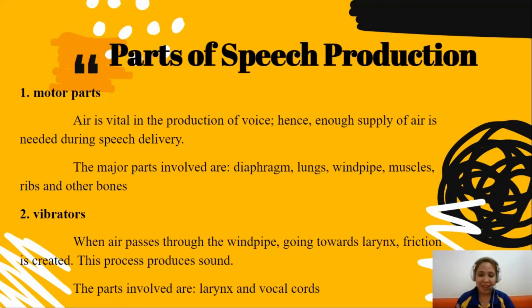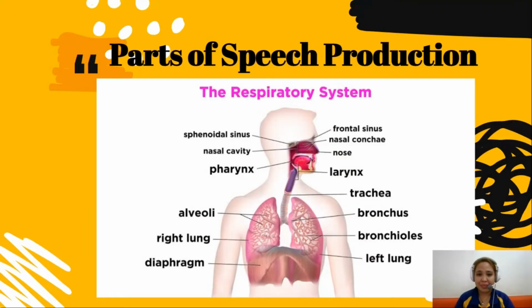Since we already have air in our body, we're going to need the sound producing parts, and they are called vibrators. So when air passes through the windpipe or the trachea, it goes towards our larynx and a friction is created. So this process produces sound. Therefore, vibrators include larynx and vocal cords.